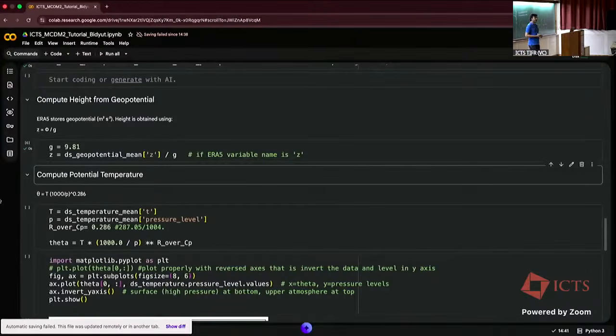Okay, great. And now the more difficult question. What is 0.286? Okay, then why didn't you tell anything when I asked about potential temperature?